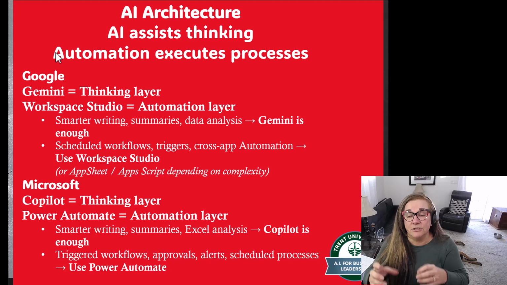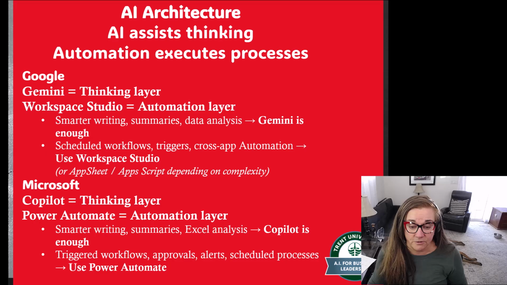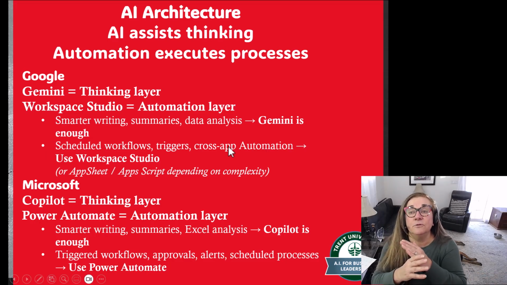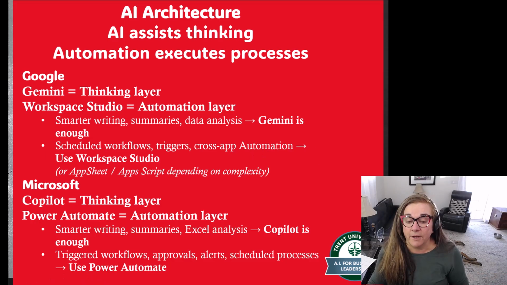However, what if you want it to initiate doing something for you when you're not even there? That's automation. So you can have scheduled workflows and triggers across apps within your ecosystem through automation. To do that, you have to use something called Workspace Studio, or AppSheet, or Apps Script, which becomes a little more complicated. I looked at both of those, and you have to add some script to it. This one, Workspace Studio, is the most straightforward. So that adds the automation layer.